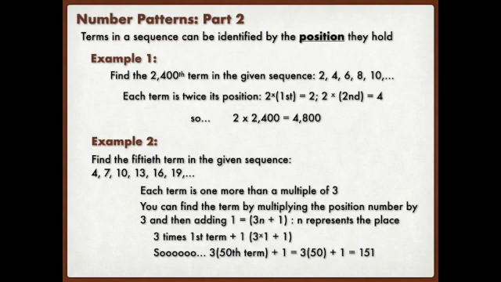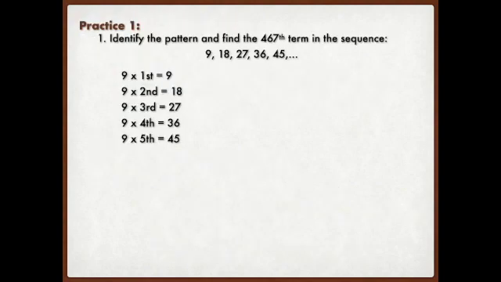So if we just do the same thing we did in the previous one, we would not be getting the same pattern. Okay, so we may have to do a multiplication and then an addition. This is something you may see next year, but we're going to try it out this year. So 3 times the 50th term, so 3 times 50 plus 1, that would give us 150, and then plus 1 is 151. Let's take a look at the next practice.